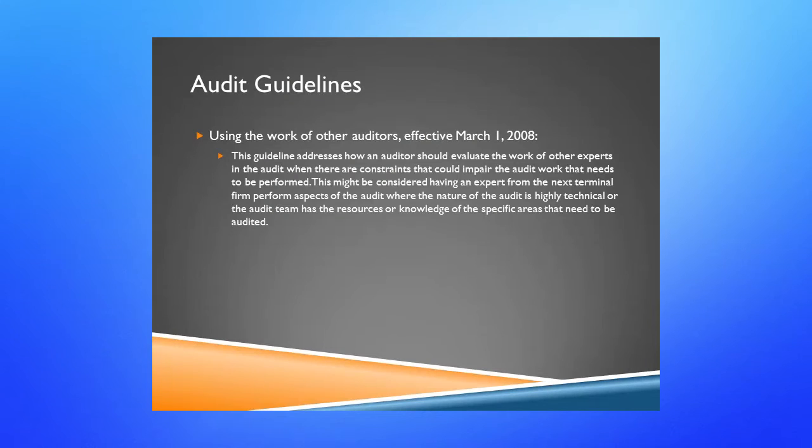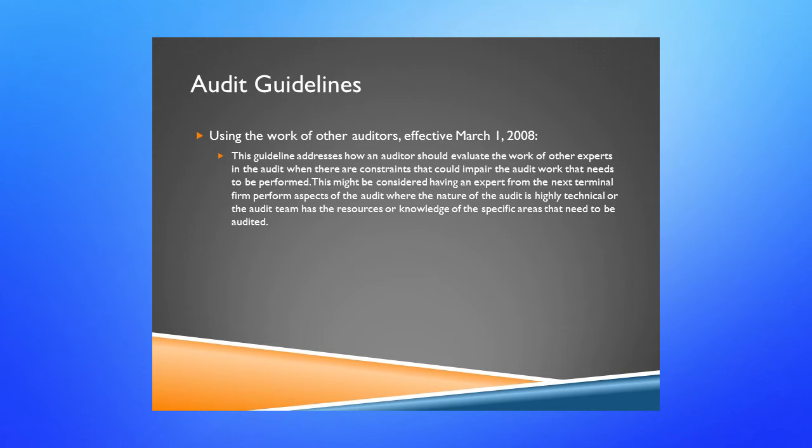One of the first guidelines that we see is called Using the Work of Other Auditors, which was effective March 1st of 2008. What that does, and we've talked about it a little bit already, is address how you should go around the process of using other people's work, other experts that are in the audit field. And especially if there are any constraints that could impair the audit work that needs to be performed, you might be able to utilize some of this outside work.